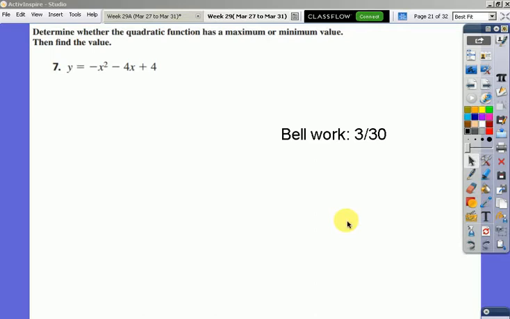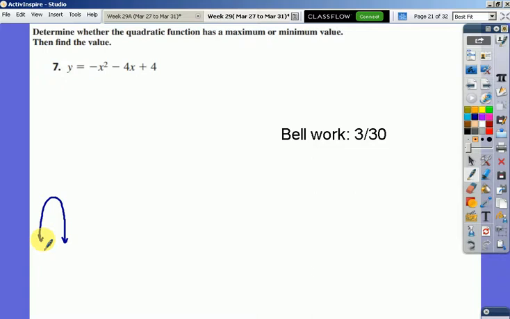This says determine whether the quadratic function has a maximum or minimum value, then find that value. So first of all, we have to determine if it has a maximum or minimum value. What does it have? It has a maximum. How do you know? The negative. Right. So if I were to think about roughly what this is going to look like, it's going to go downward like that.